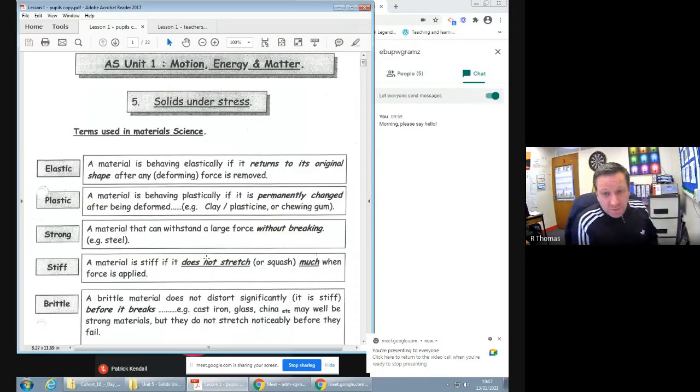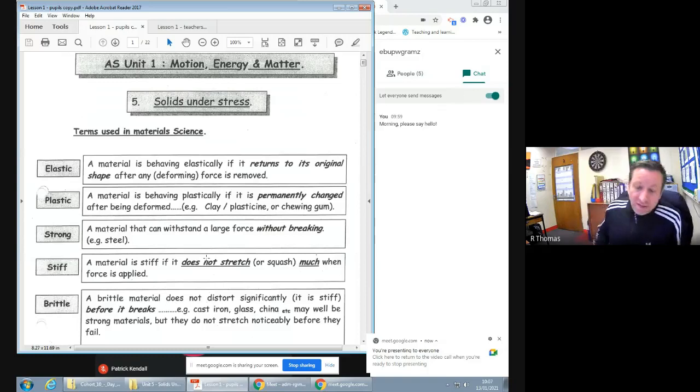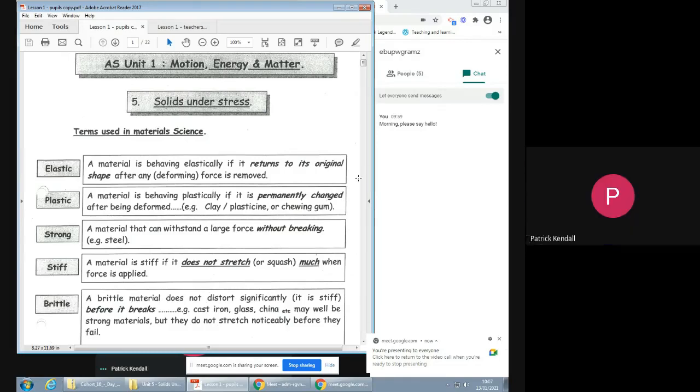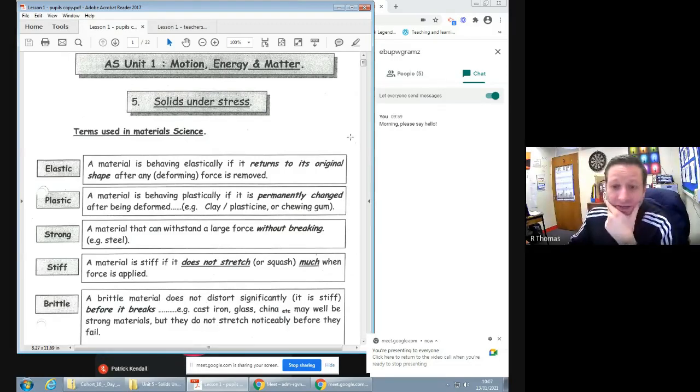Right, so can someone please confirm that on their screen they can now see Unit 5, Solids Under Stress. Can someone just confirm that's on their screen for me? Yeah. Brilliant, thank you. And hopefully you've got your paper copy in front of you.